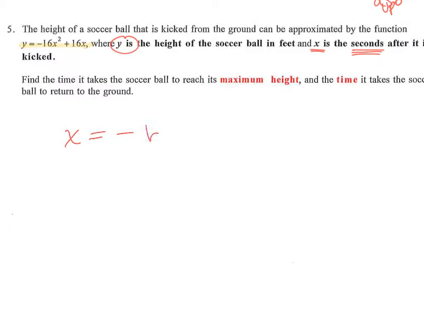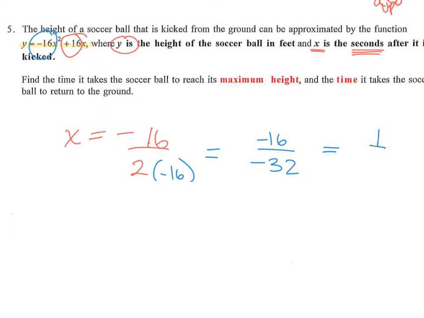So I'm going to say negative b over 2a, where b is 16 and a is negative 16. And when I do this, I get the opposite of b, which is negative 16, over negative 32. This is going to give me 1/2. What this is telling me is that my x value of the vertex of the maximum is 1/2.